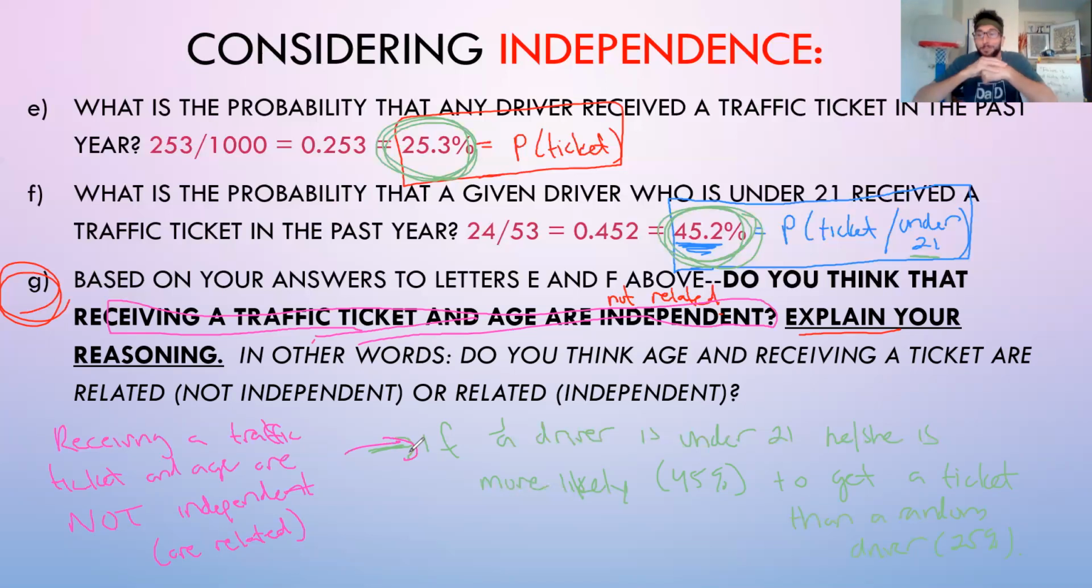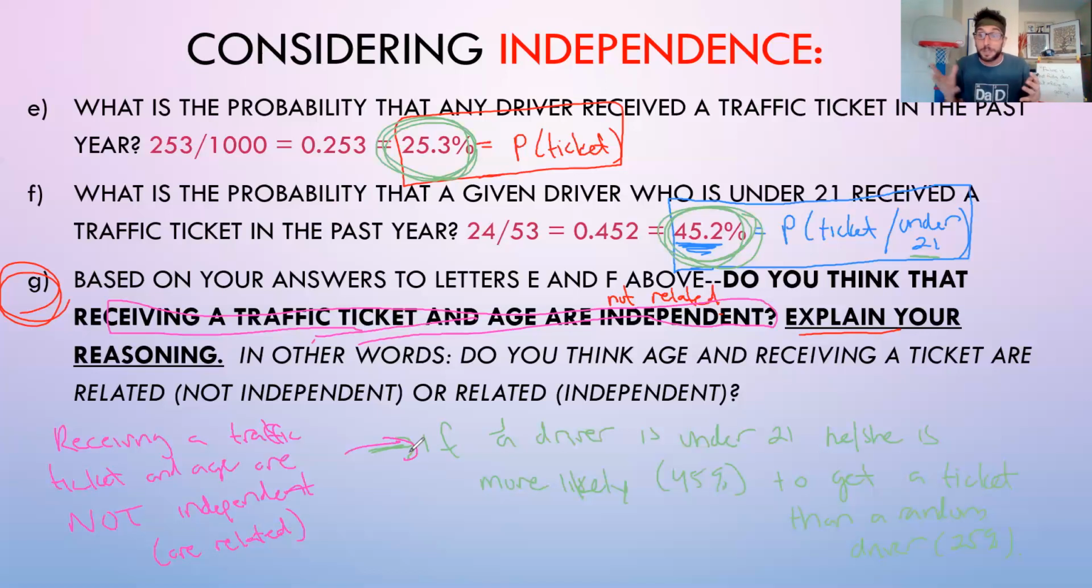All right, that's pretty close. So being under 21 doesn't really change your chances of getting a ticket. So then we might say those things are independent or not related. I don't have an answer for you as to how far apart those numbers have to be. That's what's called statistically significant. That's coming later in the year.